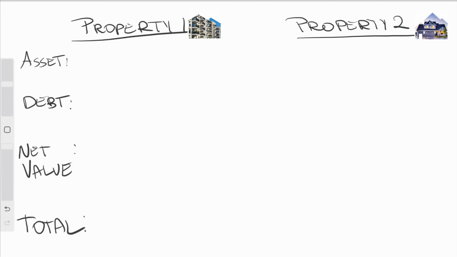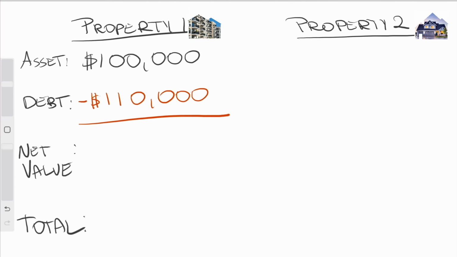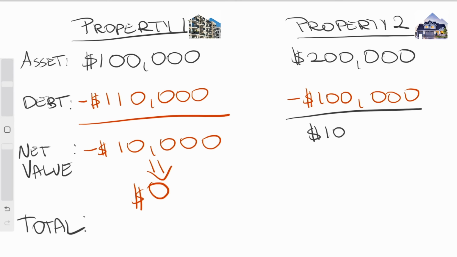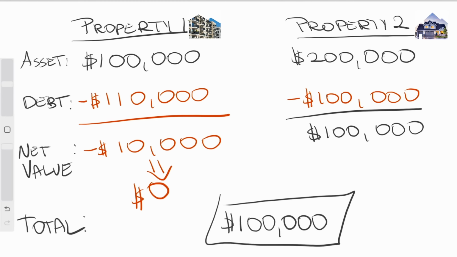Here's an example provided by FAFSA. You and your spouse own 2 investment properties. First property has a value of $100,000 and the debt on it is $110,000. The net worth calculation would be $100,000 minus $110,000, which equals negative $10,000. Since the net worth cannot be negative, the net worth for this property is 0. Then let's say the second property, the value is $200,000 and the debt on it is $100,000. So the net worth for this property is $100,000. So when reporting the total net worth of investments, in this case, the total will be $100,000.